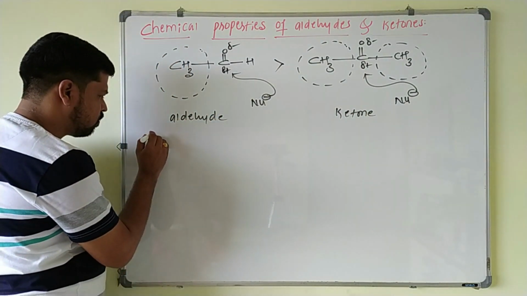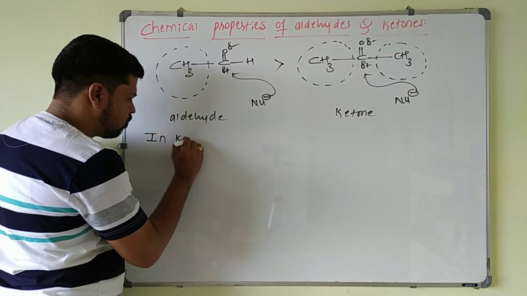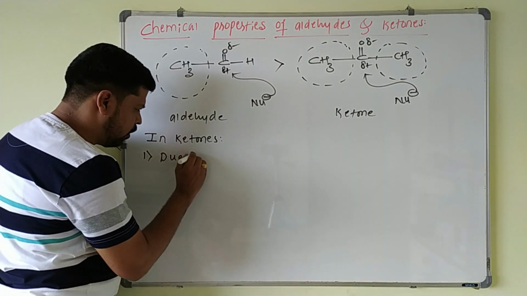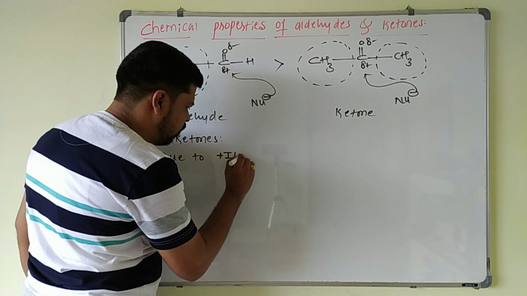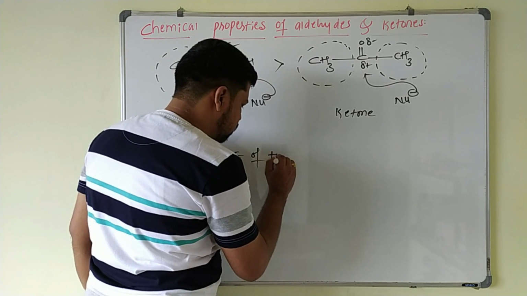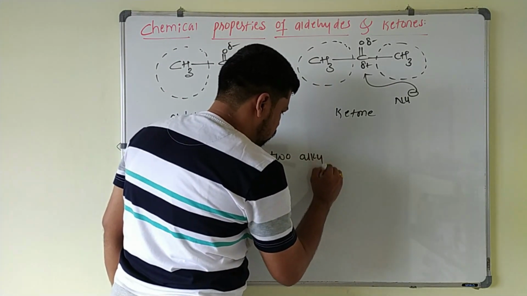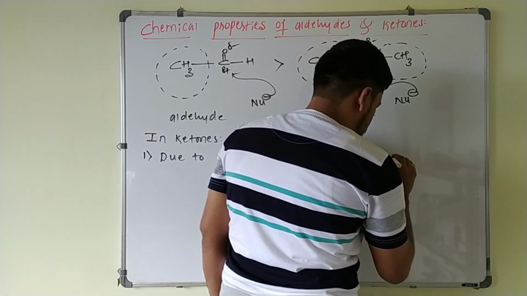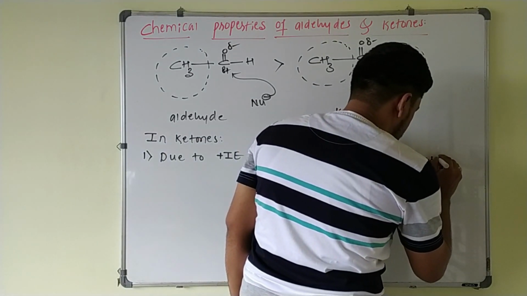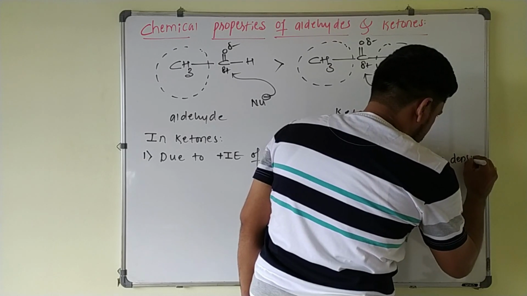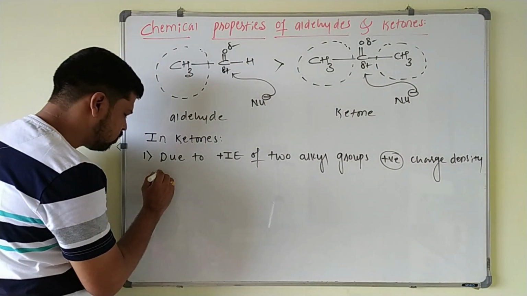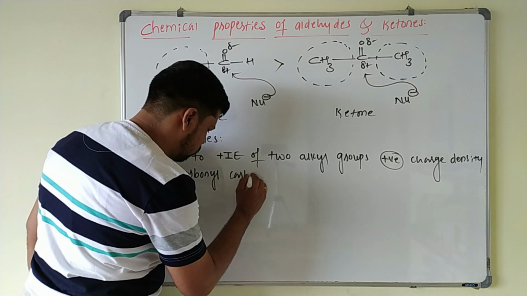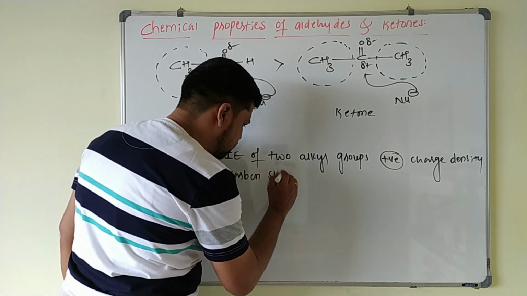In ketones, first point, due to positive inductive effect of two alkyl groups, positive charge density on carbonyl carbon sharply decreases.